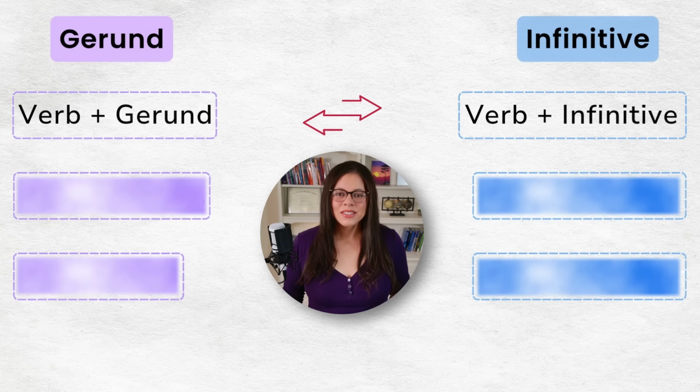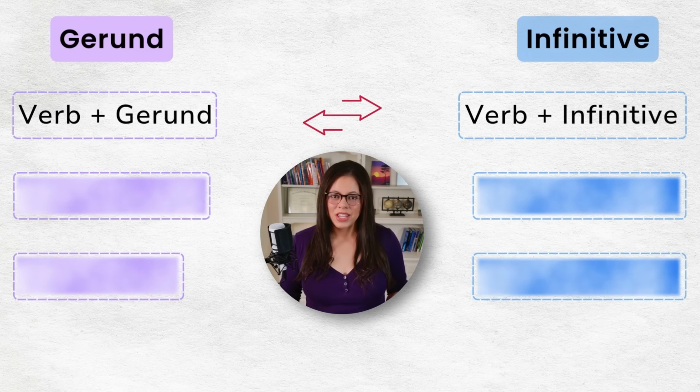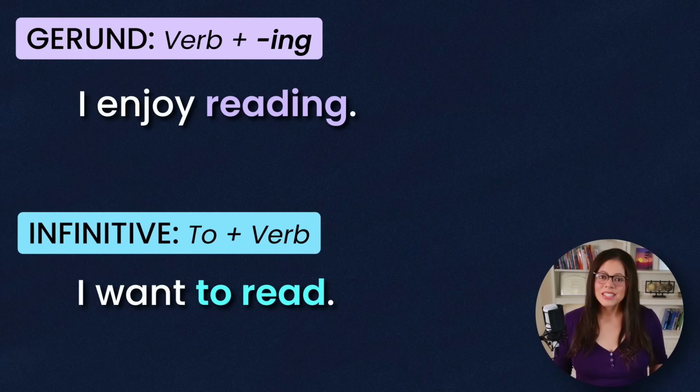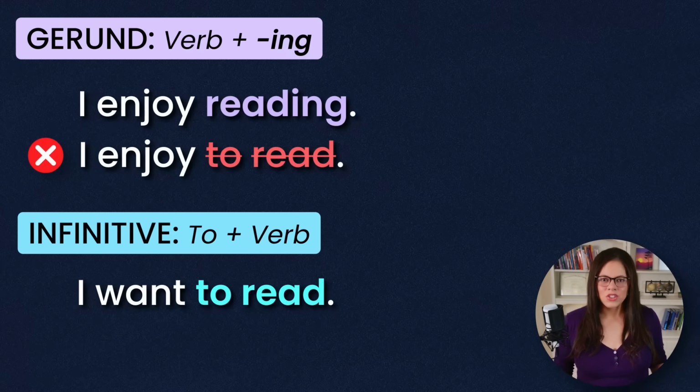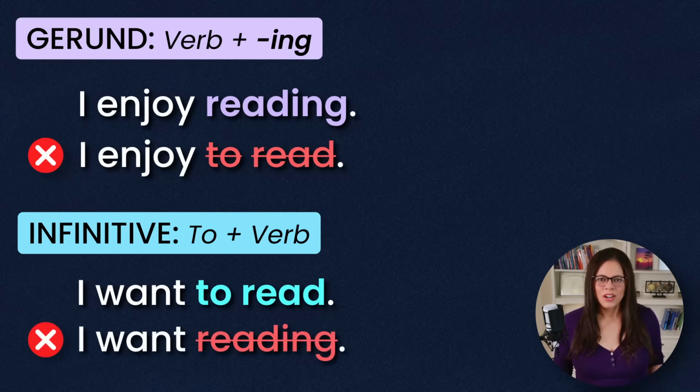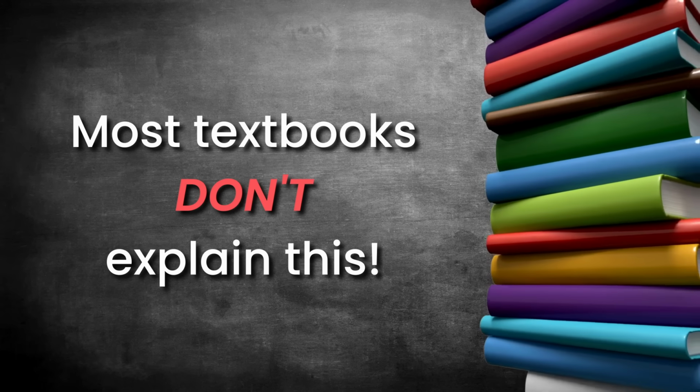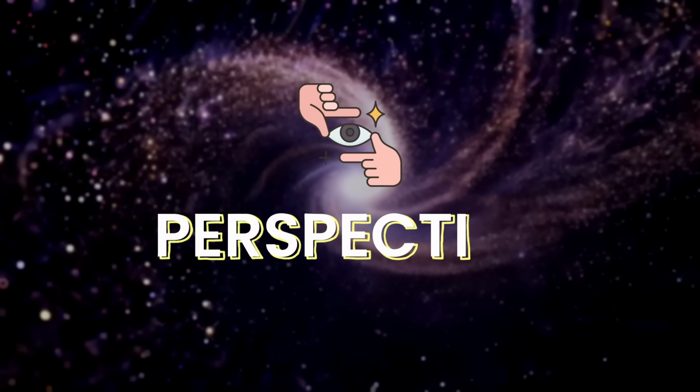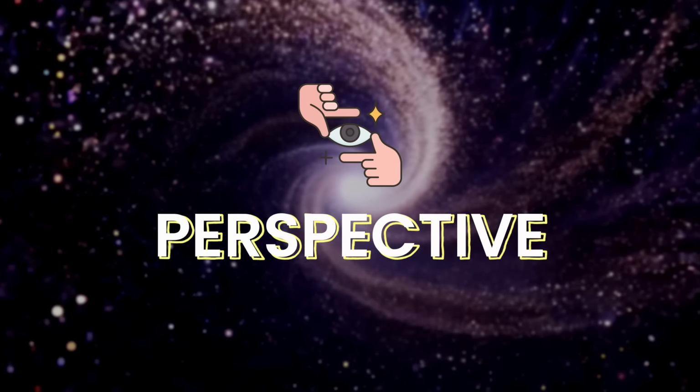And this is the most confusing part for English learners because it's incorrect to say, I enjoy to read or I want reading. But why? It looks like there's no logic or no pattern, but there is. And most textbooks don't explain this. The real difference between gerunds and infinitives is not only about grammar. It's about perspective. Very abstract, I know.